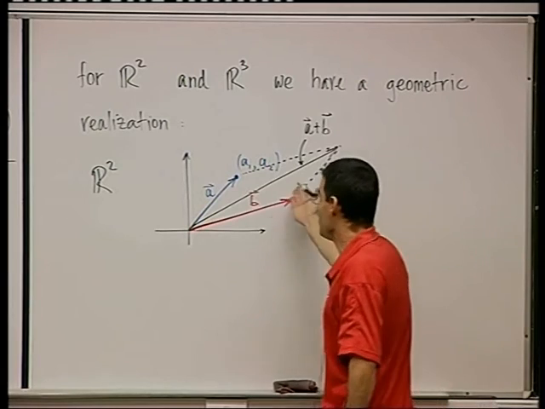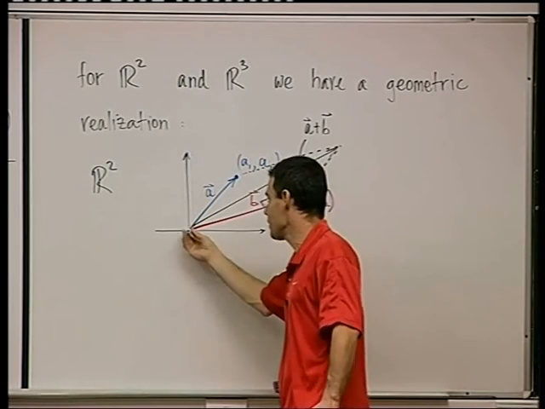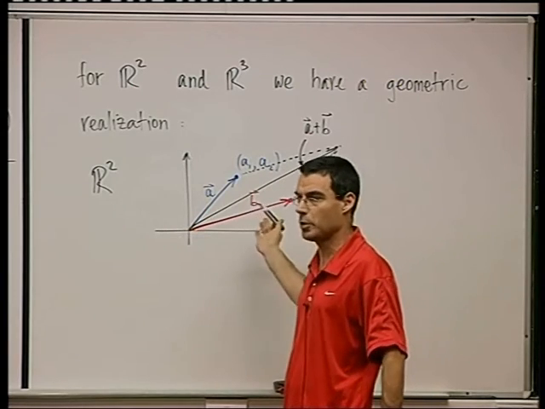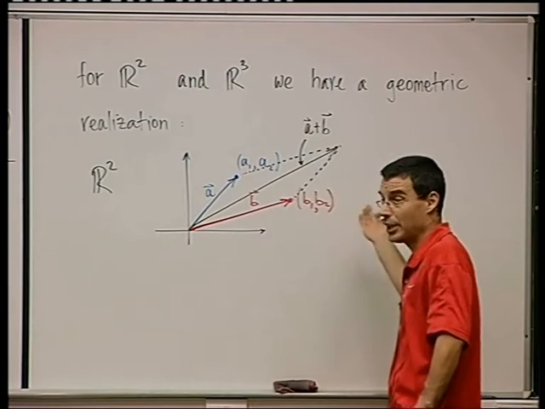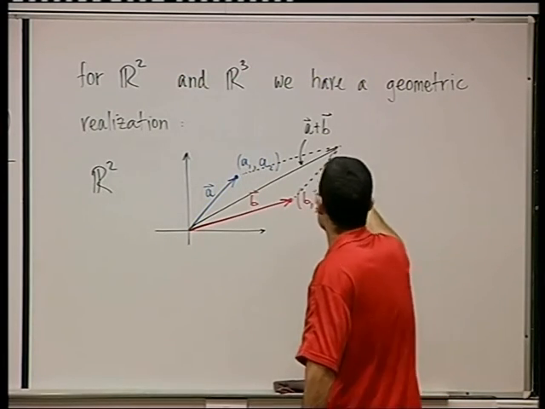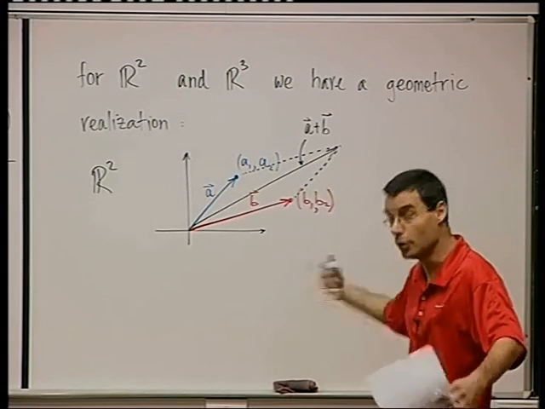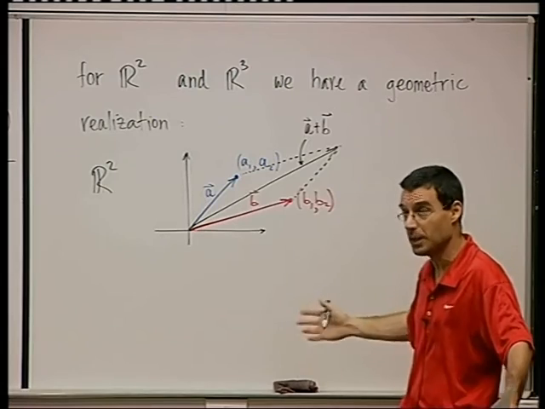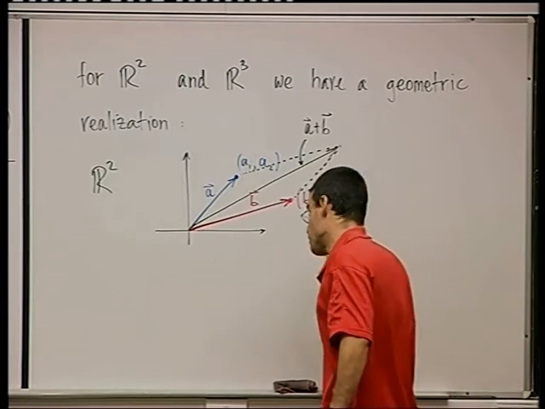And by the way, this can be done in R3. There's just a missing axis here. Think of another axis going this way, and everything works exactly the same. Okay, the drawings become a bit more challenging, but it's exactly the same idea. So there's a geometric realization for R2 and R3 as what's called two-dimensional space and three-dimensional space where we all live. Okay? And there's even more to it.